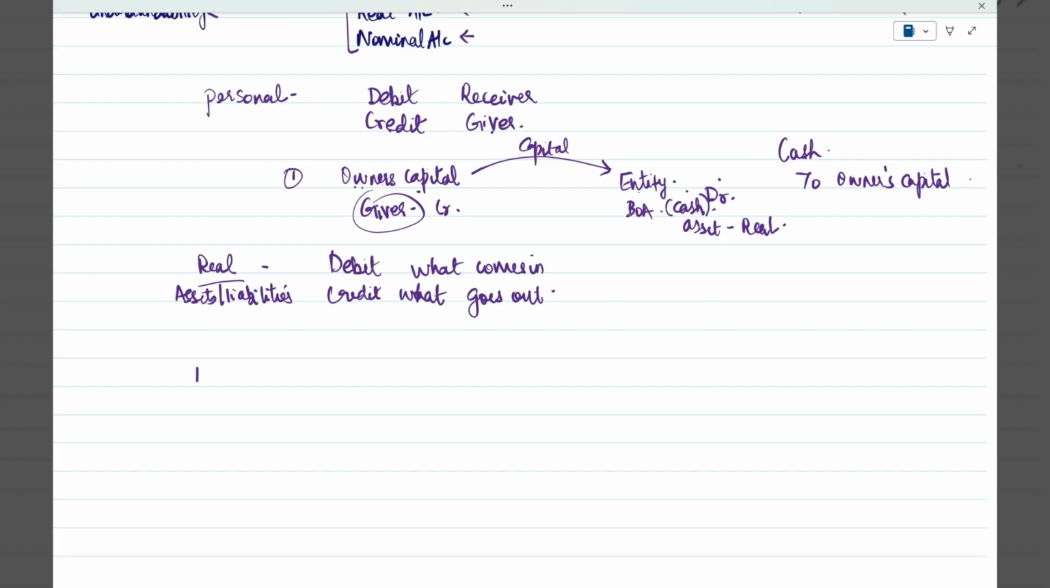And the third rule, as we have already discussed, is for anything which is nominal in nature. In a financial statement, those items pertaining to the trading and profit and loss account, that is, any income or expense, would be categorized as nominal accounts, right? So what does the rule say if it is a nominal account? You need to debit all expenses and losses, and you need to credit all incomes and gains.